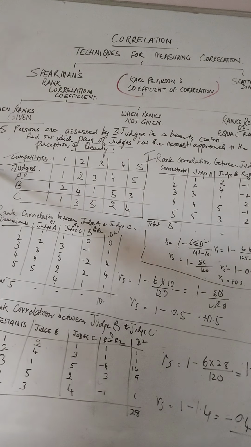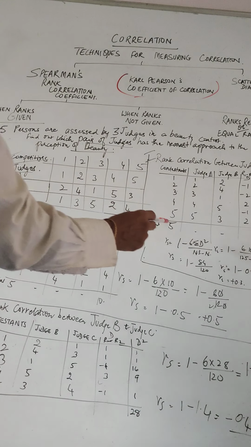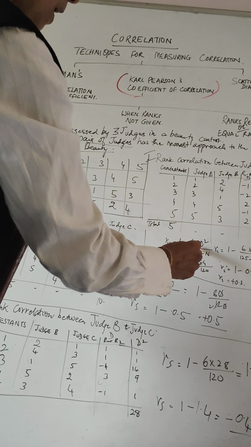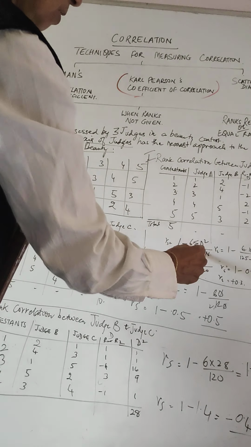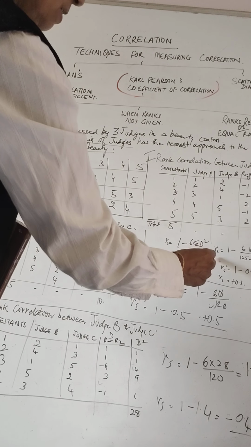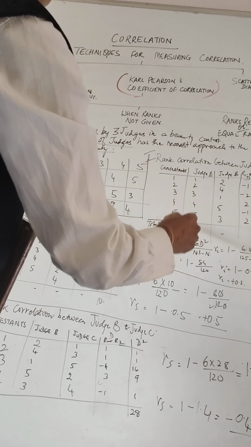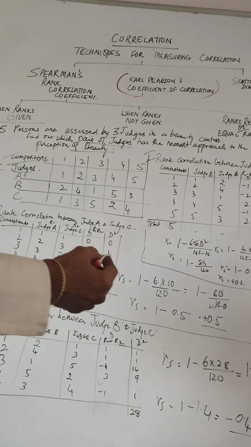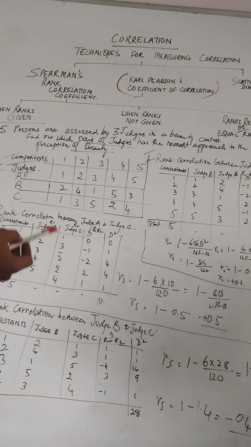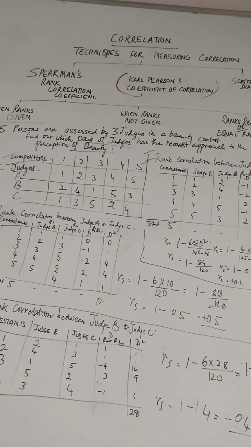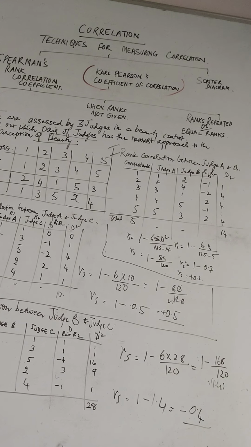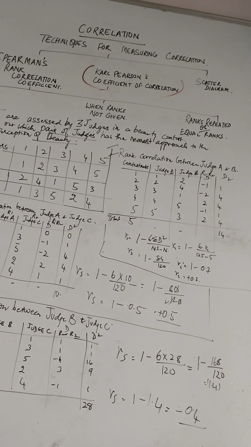So let's take what D is: the difference between R1 minus R2. And what is the formula? It is 1 minus 6 into sigma D square divided by N cube minus N, which we've done in the last class. I'm sure that you've gone through it and you'll be able to understand, so I'm not going to reiterate much of it, but still just look at this now.